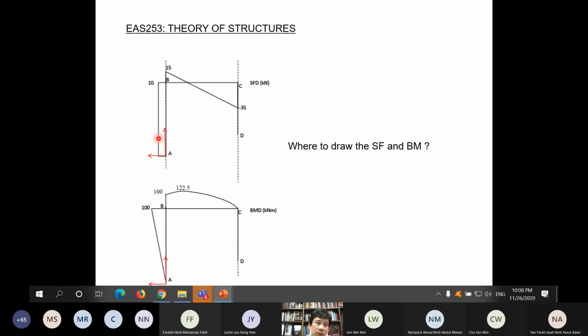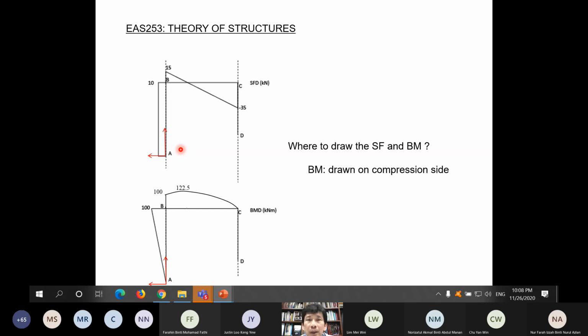If positive, then we draw on this side. If negative, then we draw on this side. If positive, then we draw on the positive side where the arrow is pointing. If not, then we draw on the negative side. Okay? So that is the basis here. The bending moment diagram is drawn on the compression side.